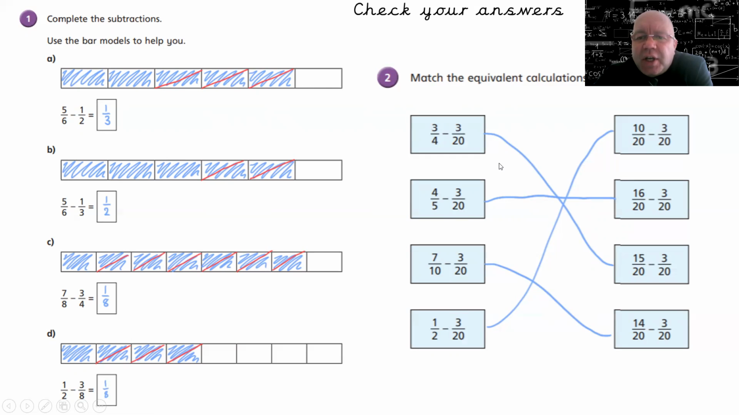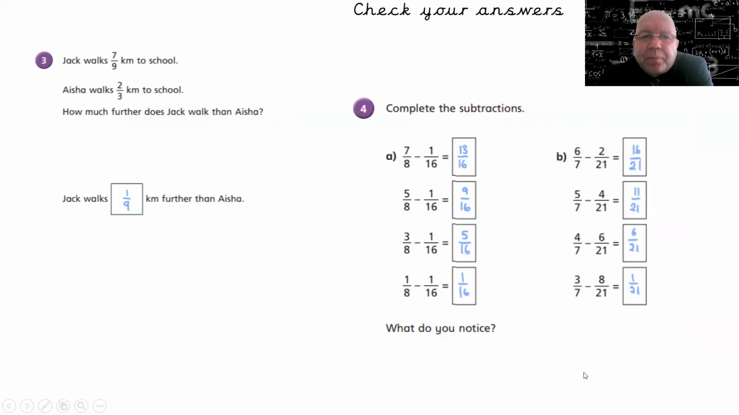Question 2 is another matching equivalent one. 3 over 4 subtract 3 over 20 is the same as 15 over 20, take 3 over 20. 4 over 5 take 3 over 20 is the same as 16 over 20, take 3 over 20. 7 over 10 take 3 over 20 is the same as 14 over 20, take 3 over 20. And 1/2 take 3 over 20 is the same as 10 over 20, take 3 over 20. Okay, so they're your matching arrows, your matching lines.